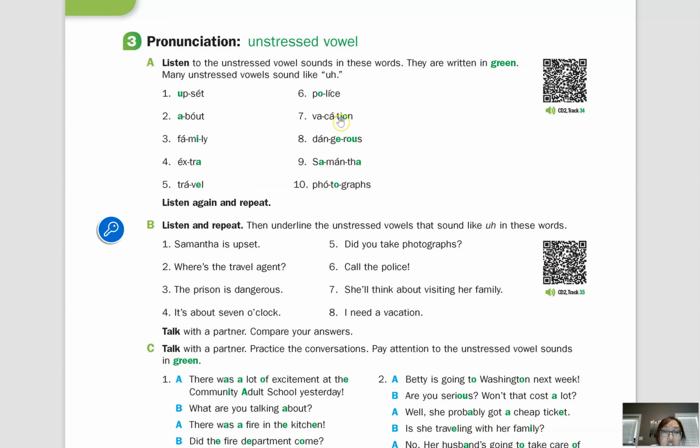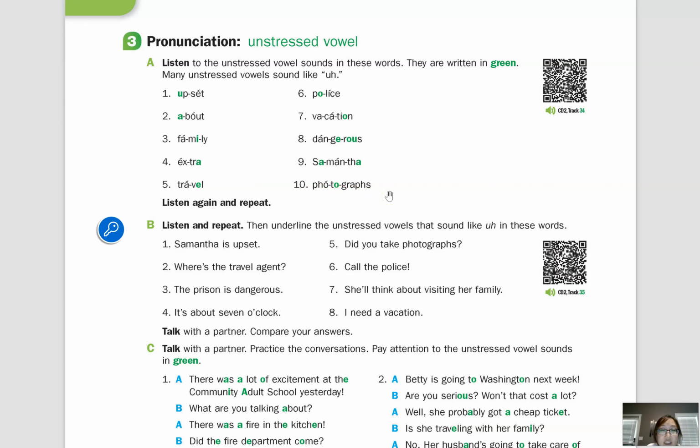Vacation. In this case, O also just sounds like "uh": vacation. Dangerous. We don't say "dan-ger-ous" with a full vowel, we say dangerous. So, as you can see, they all sound like "uh." And then Samantha. We do not say it with a full vowel. We just say Samantha. And then number 10, photographs.